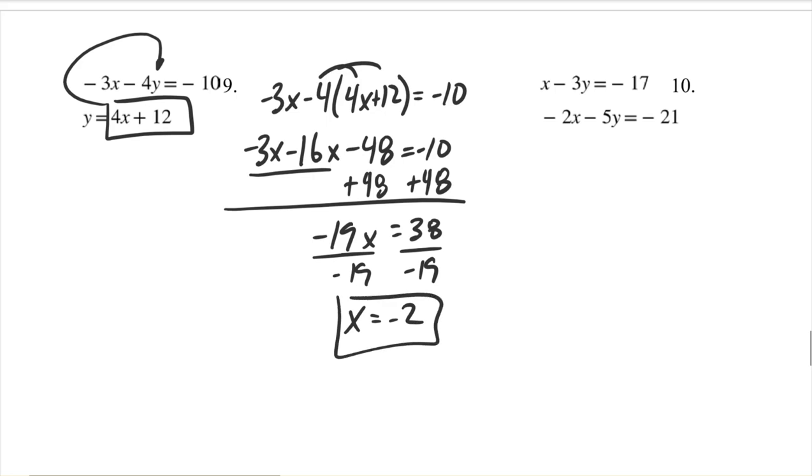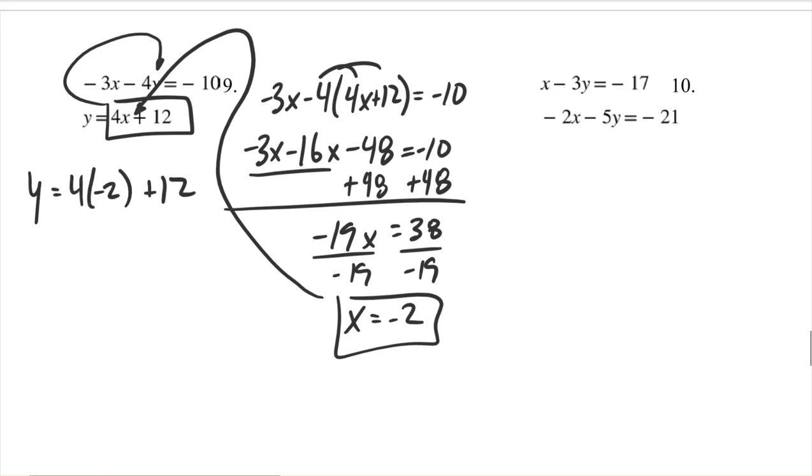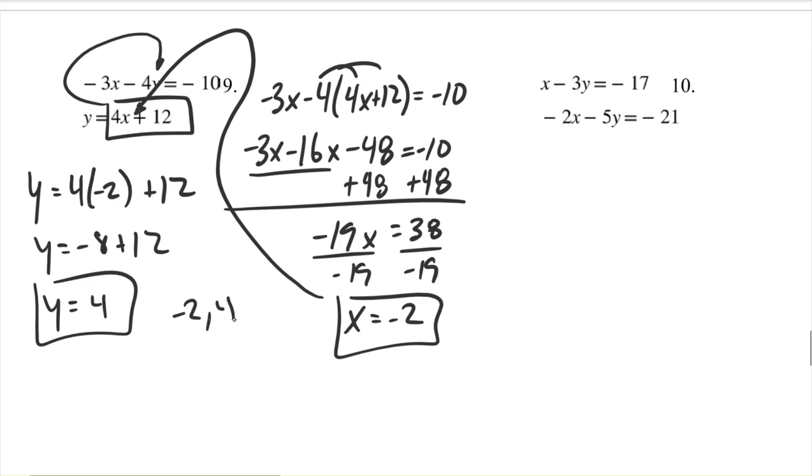We'll substitute that back in for x. Y equals 4 times negative 2 plus 12. Y equals negative 8 plus 12. So y equals 4. Negative 2, 4 is our solution.